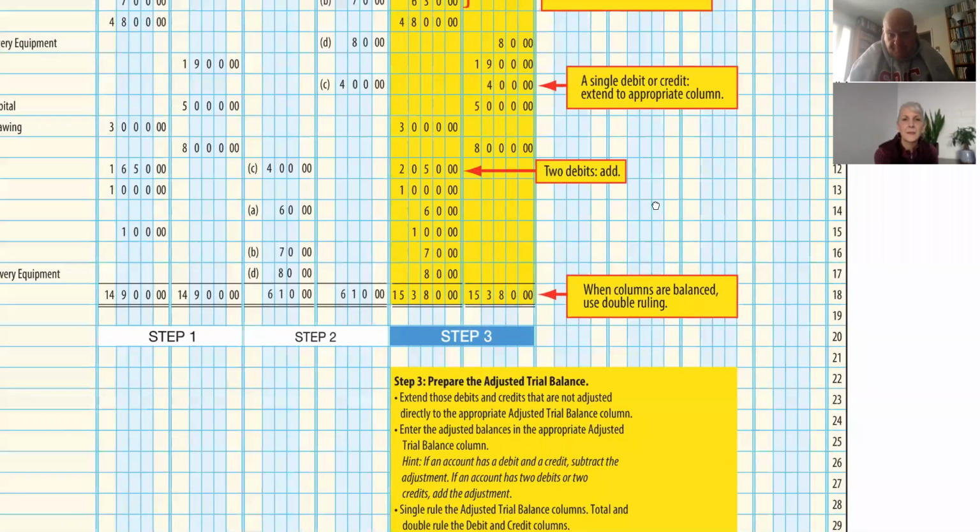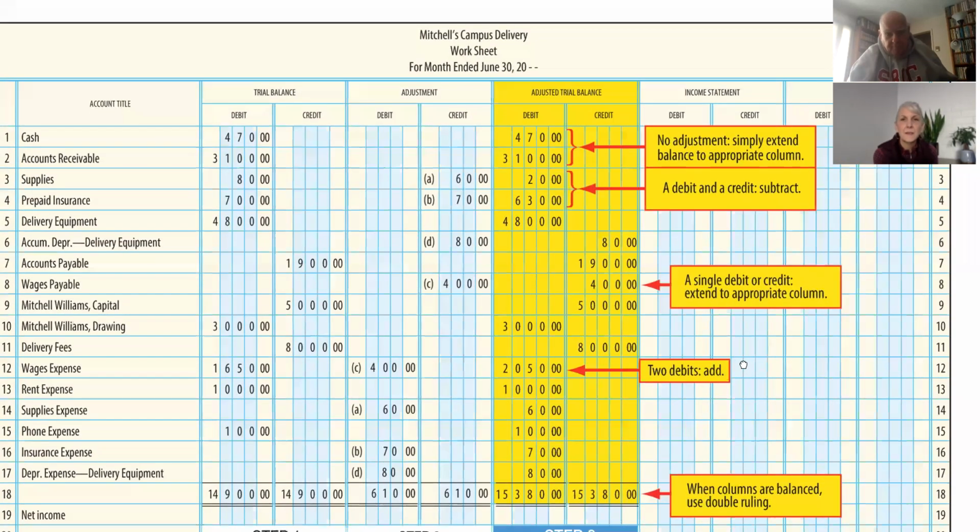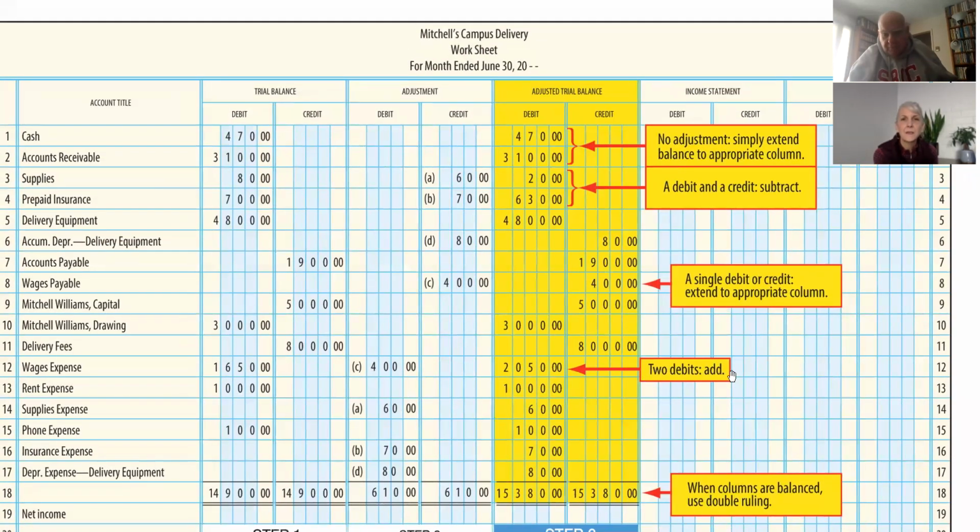Okay, so here we go. When you're doing your homework, everybody in the class, look at this, because this is what you're going to need to understand on the test. You're not going to have to prepare this, but you're going to have to know what to do with it. So let's take a peek here. Cash and accounts receivable will never be adjusted, so you just bring the number over.